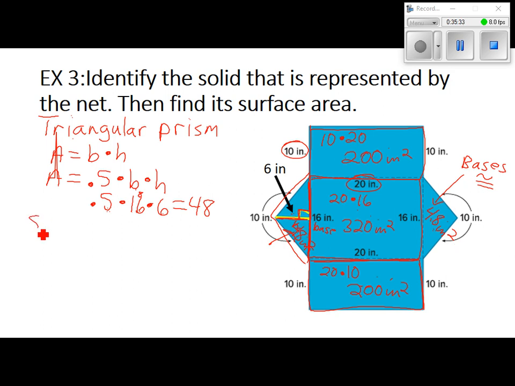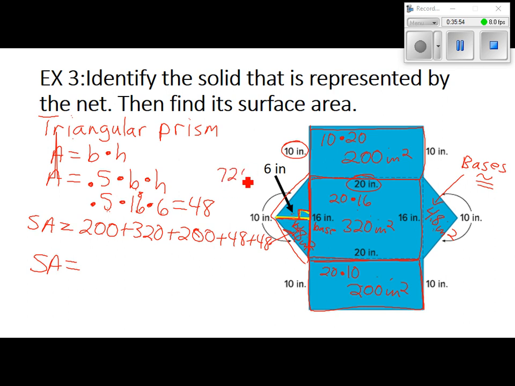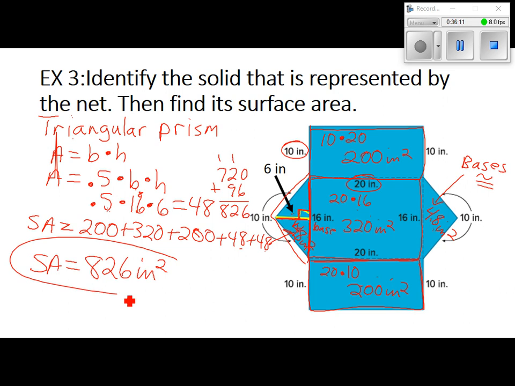Then all we're going to do to find the surface area is add all those up. 200 plus 320 plus 200 plus 48 plus 48. We add all those up. Let's see, we get 720. That's 96. I'm just trying to add this without grabbing my calculator. That's 6. Carry the 1. That's 12. 800. Hopefully I did all that right. 826, and since it's surface area, it's still inches squared.